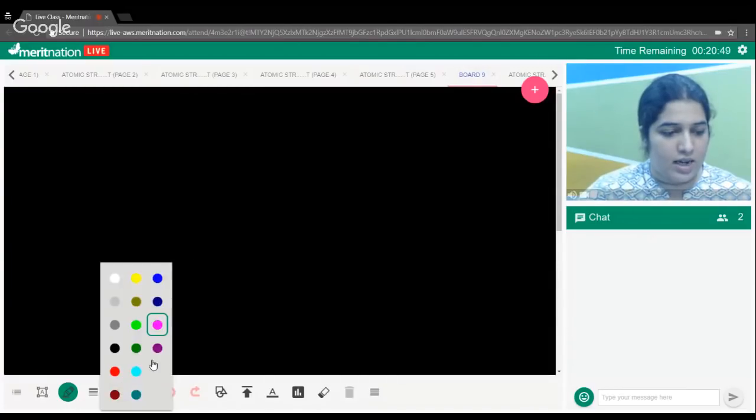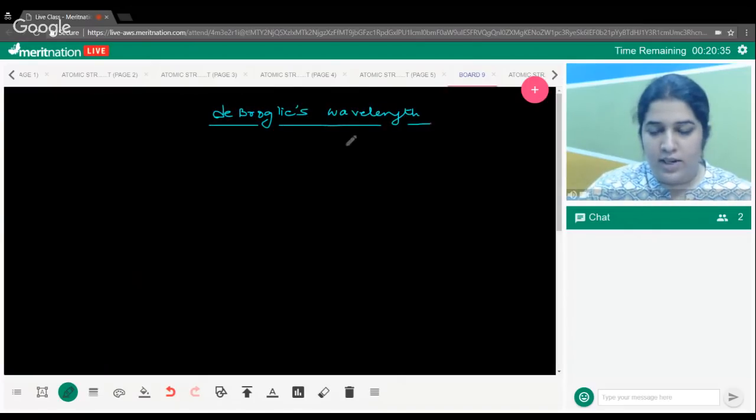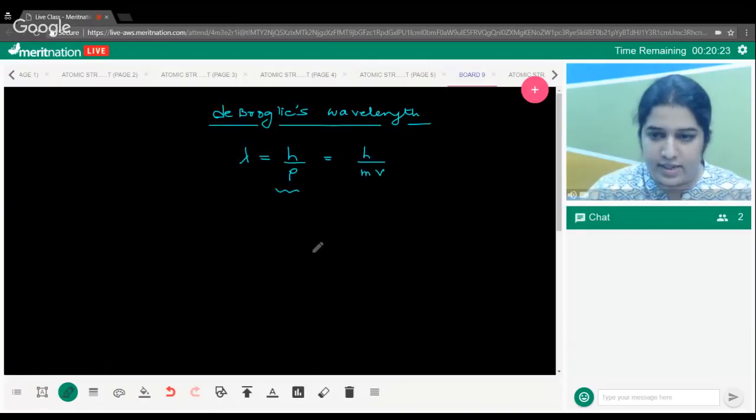Now, the last thing that we can study here is about de Broglie wavelength. So we know that de Broglie gave us a formula which says lambda is equal to h upon p, that is h upon mv. This is the momentum which is given by mass into velocity. But we need to remember the physical significance of the lambda here, de Broglie's wavelength.